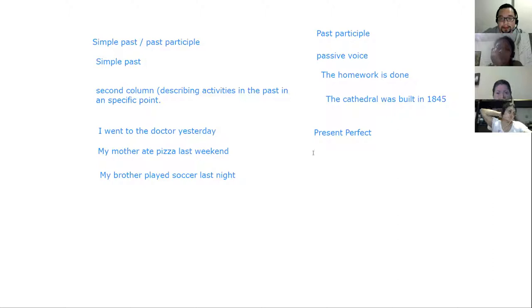For example, you can say, I have gone to, let's say, Santa Ana. He ido a Santa Ana. No le digo si fue ayer, fue la semana pasada, fue hace 2 años, fue quizás cuando yo acababa de nacer o cuando yo tenía 3 años. No especifico cuándo. Entonces, en ese caso, utilizamos el pasado participio.